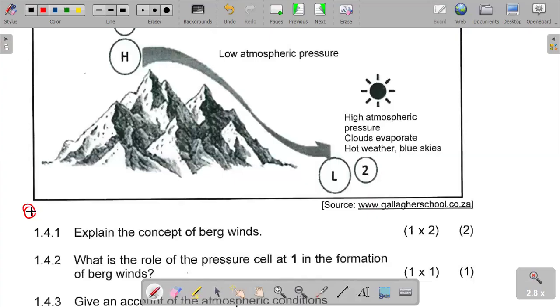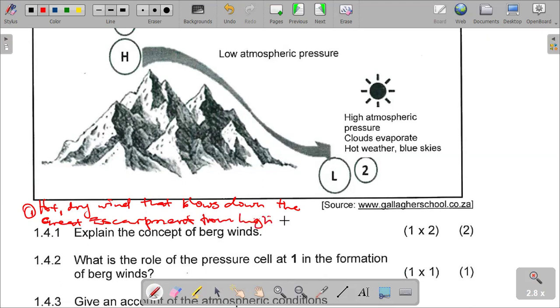Berg winds are just hot, dry winds that blow down the Great Escarpment from the high central plateau to the coast.